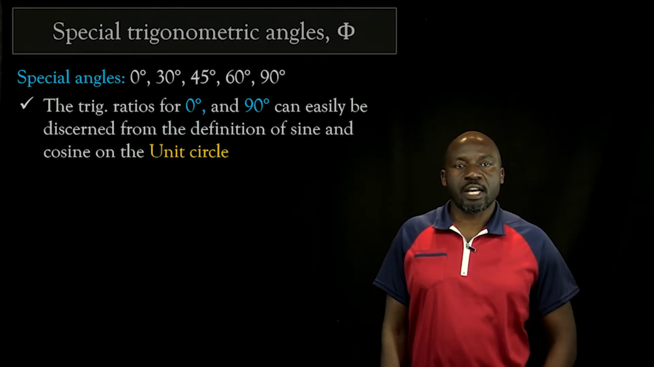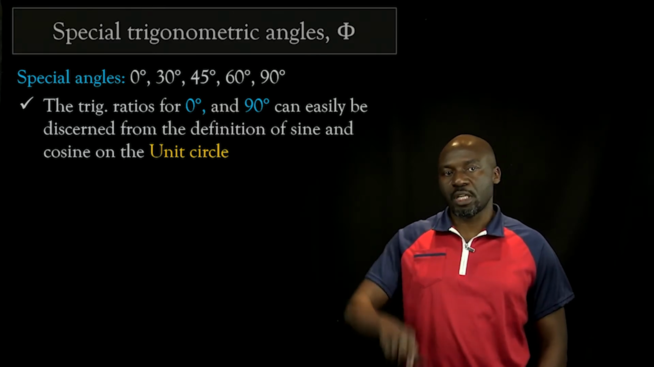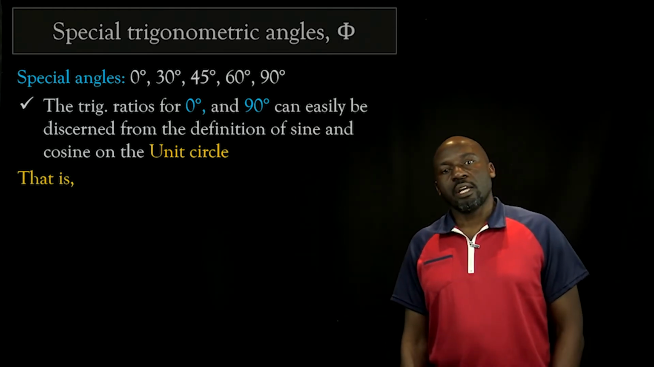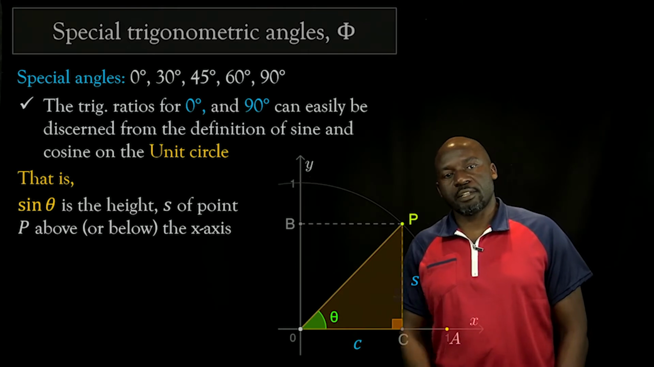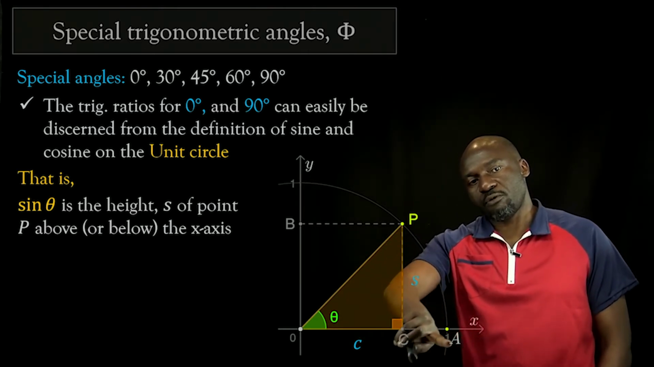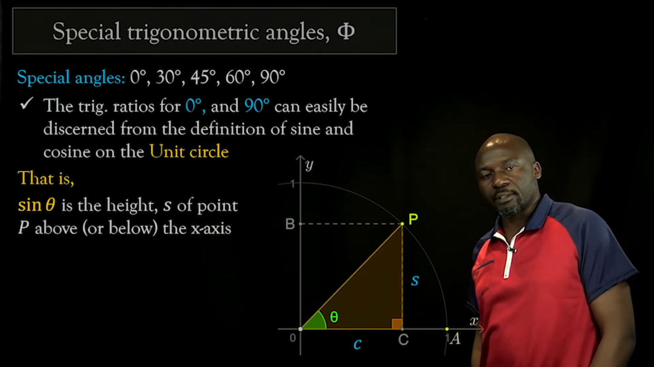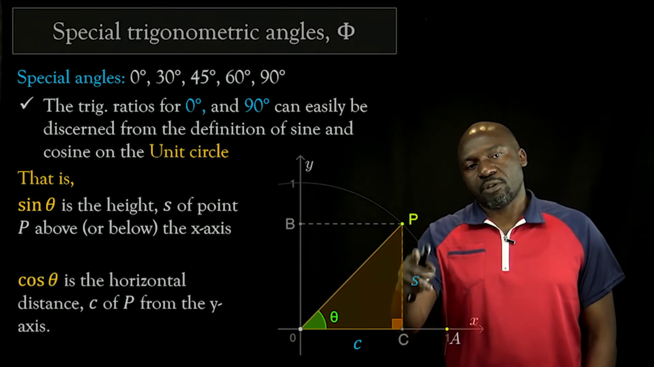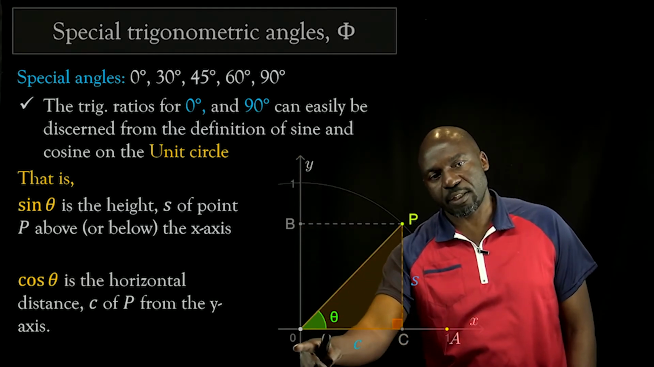By definition, the sine of an angle theta is given by the height of a point P that is moving around the unit circle like so. So the sine of the angle there is the height of that right angle triangle, with point P moving along the circumference of the unit circle. Okay. Similarly, the cosine of the angle is the horizontal distance of P from the y-axis. So basically it's the distance OC.